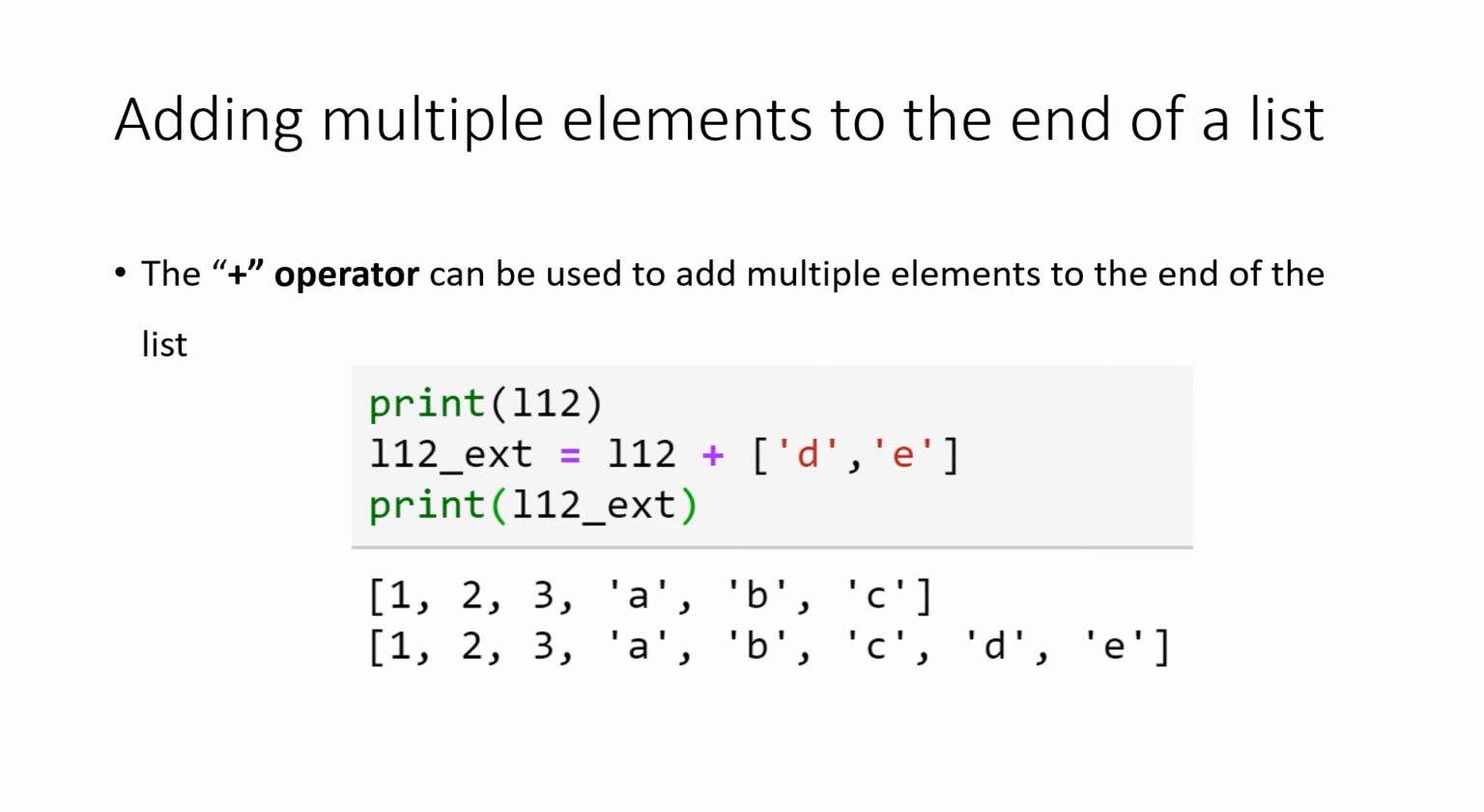So we can also add multiple elements to a list, and we can again use the plus operator for that. First, we want to start a new list, so we create the new list L12_ext. Now in this list, we store the old list plus two new elements. And we do this again by defining first the square brackets and then our two strings, and separate those two strings with a comma. So we have here our first list and here our second list with D and E added at the end of the list.